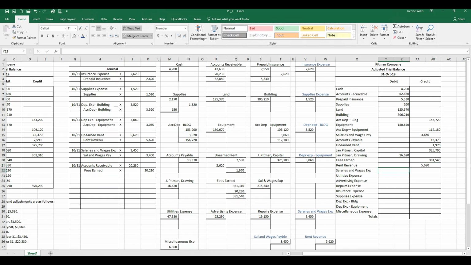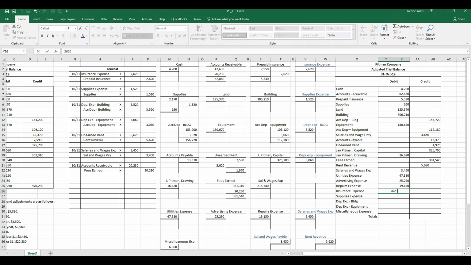Okay, and then we have a bunch of expenses, salary and wages expense, $34.50. Utilities expense, let's see, that didn't change. That is $47,330. Advertising did not change, $25,290. Repairs did not change, $19,150.